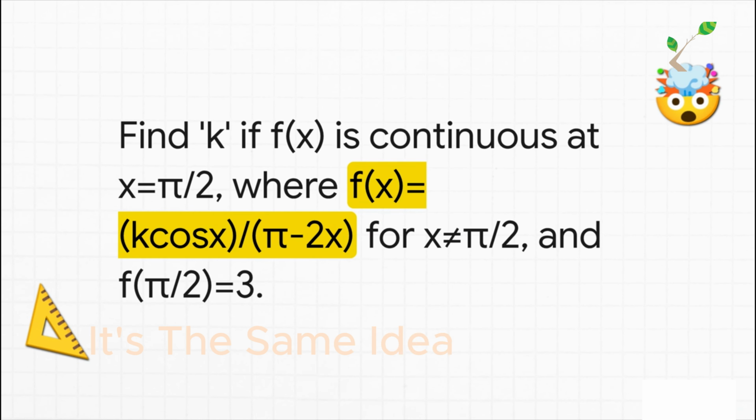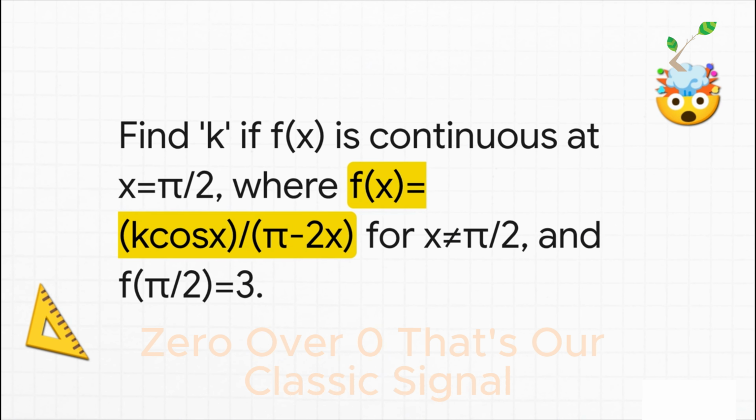It's the same idea. We need to find the k that makes it continuous at pi over 2. Now, if you try to plug pi over 2 in directly, you get cosine of pi over 2, which is 0 on top, and pi minus 2 times pi over 2, which is also 0 on the bottom. 0 over 0. That's our classic signal that we need to find the limit, probably using a special trick.